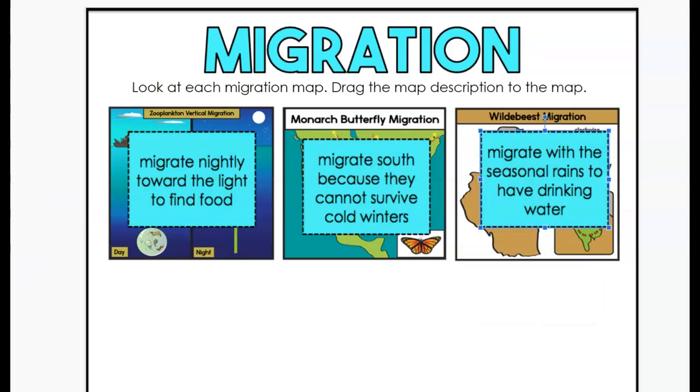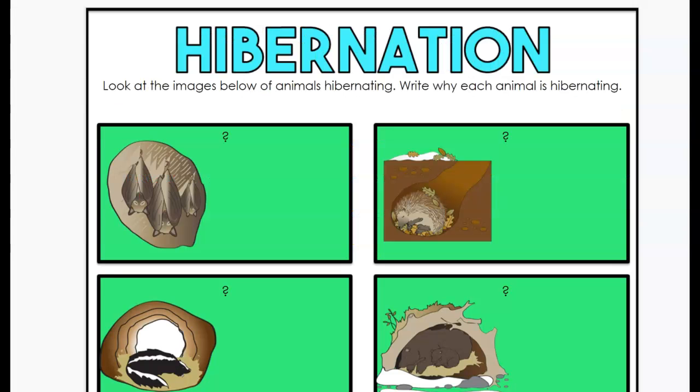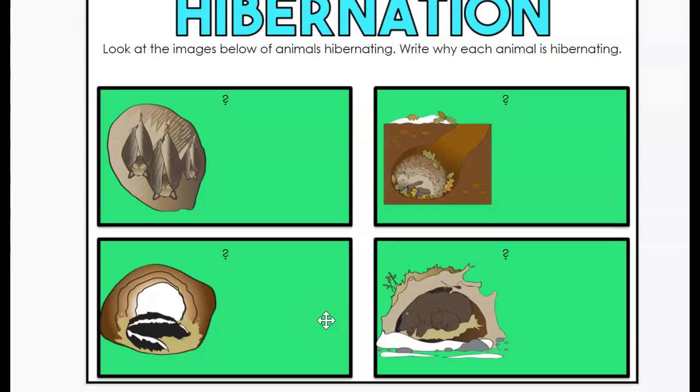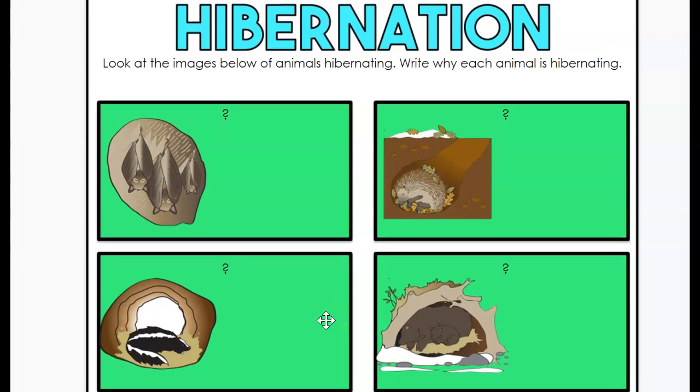And that is migration, when they are moving. Hibernation is where they are staying still for a long amount of time. Now I want you to look at the animals that are hibernating below. And we're going to write out why each of these animals are hibernating. Now this first one is a bat. Make sure you're writing this out with me.